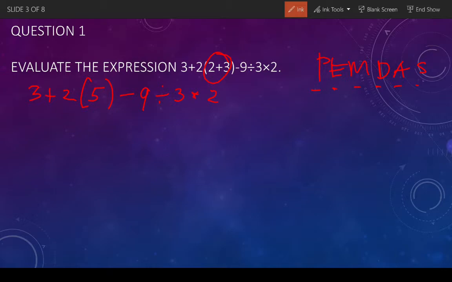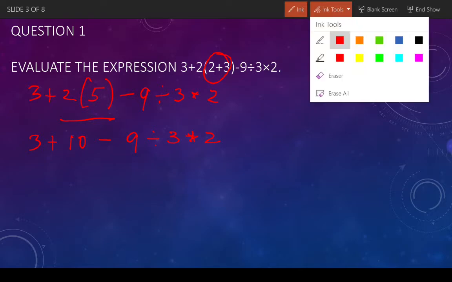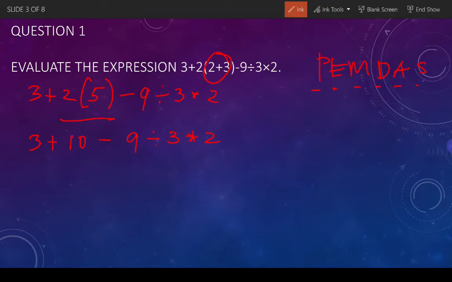And then after that, since wala naman tayong exponents, uunahin muna natin tong 2 times 5 dito. So, we will have 3 plus 10 minus 9 divided by 3 times 2. The question here is, bakit hindi natin ginalaw yung operation na multiplication dito? The answer there is kasi magkasunod sila ni division and multiplication.